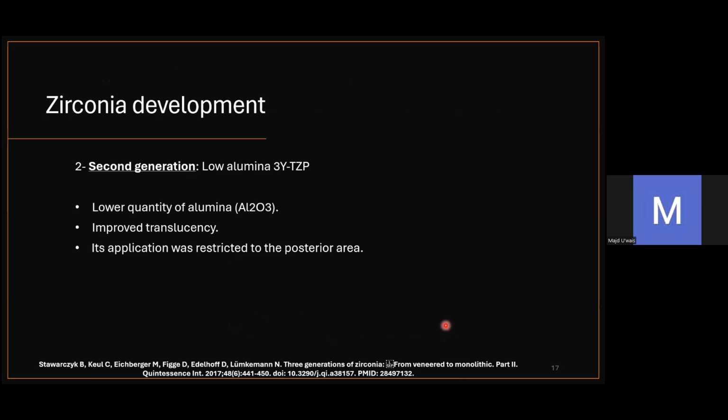In the next generation, this one has lower alumina. In 2013, zirconia was improved by reducing the alumina and further improved by sintering at high temperature to remove porosities. And because of the lower alumina, this zirconia has improved aesthetic quality, but is still restricted to posterior areas.